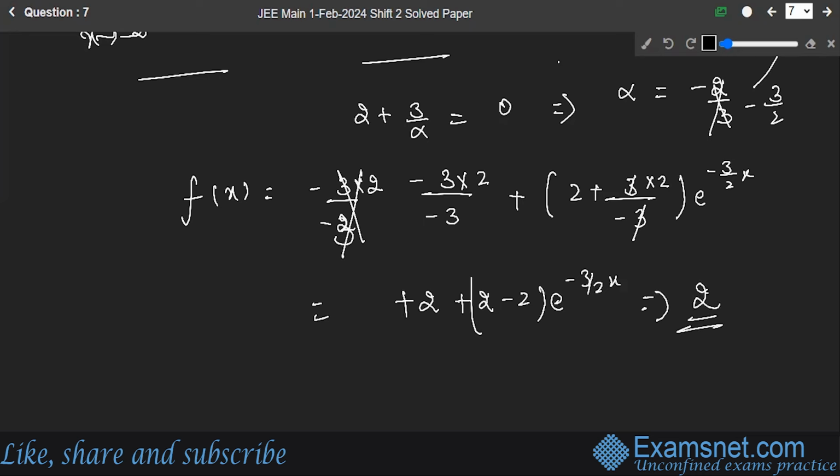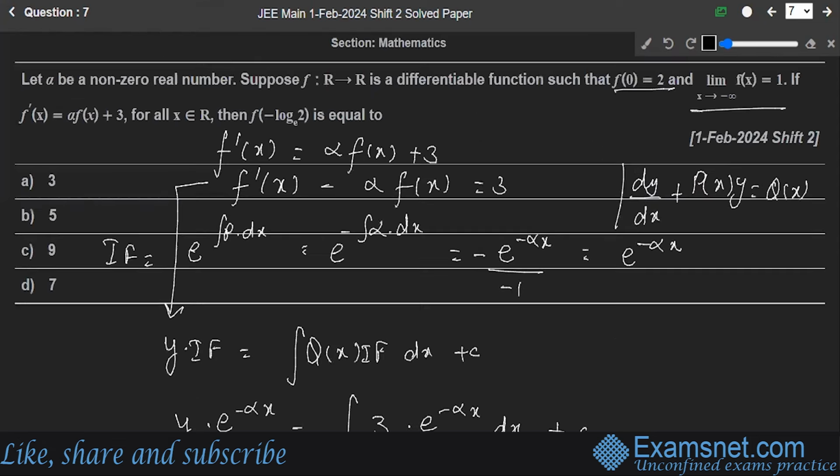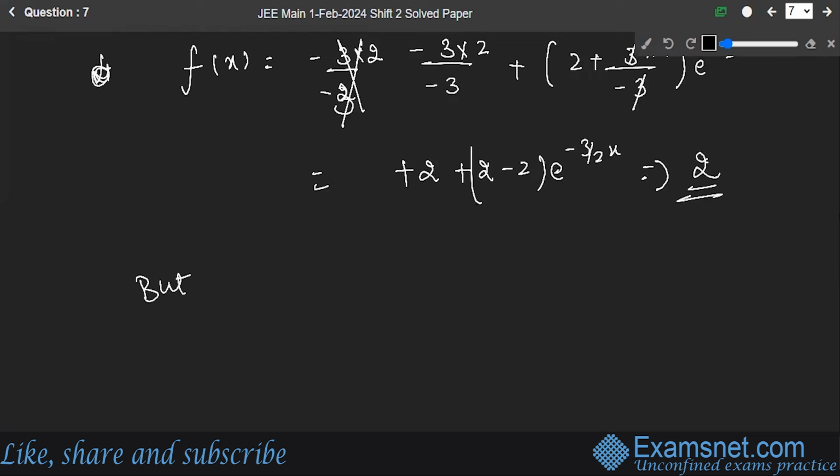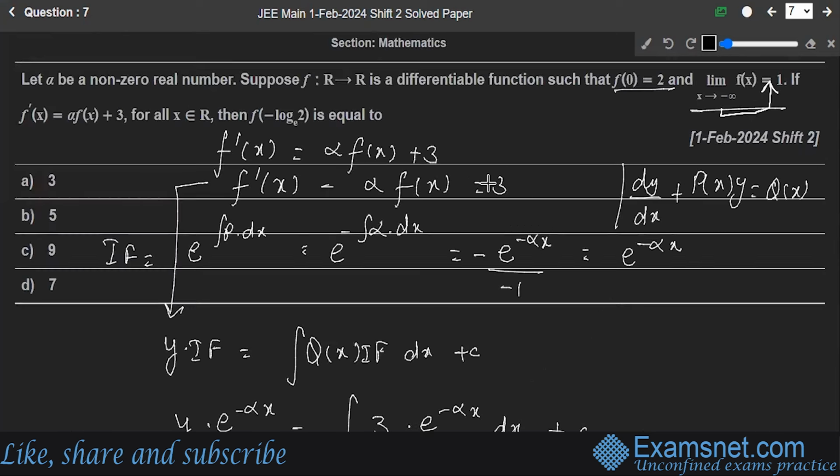So here, when you had x approaching minus infinity, your fx came out to be this. But you are given over here that when the limit x is approaching minus infinity, the fx is equal to 1, which contradicts. So this comes out to be 2 and this comes out to be 1. That means the information given over here contradicts. Alpha cannot be negative. So that's not there. The alpha value which we are getting is not possible.